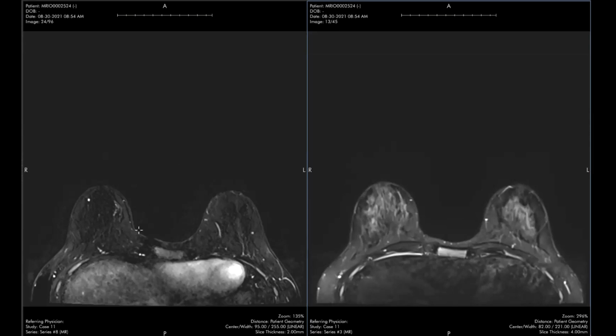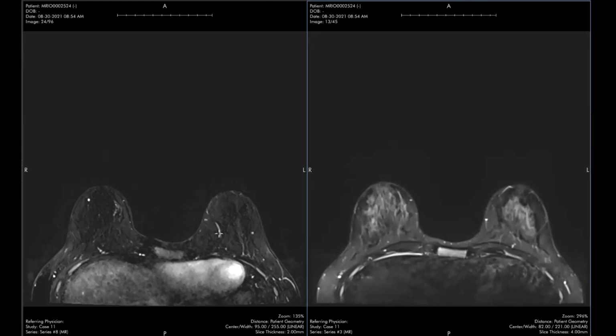We don't have the kinetics on this case, but there are mixed feelings on whether the kinetics are actually helpful for enhancing foci because they're so small. But as would be expected, if we're seeing persistent kinetics, that would be a reassuring sign. And if we saw washout kinetics, that would be more suspicious. I think with this, if there was suspicious kinetics, I would have a low threshold to do an MRI biopsy instead of following.